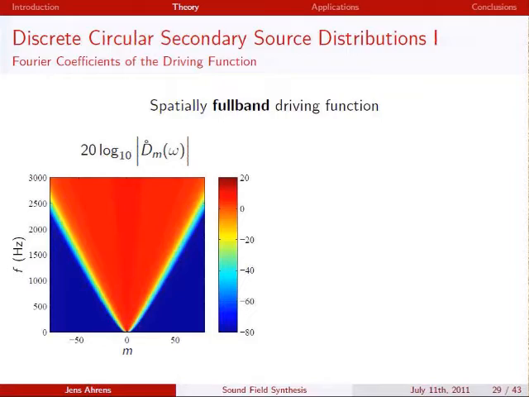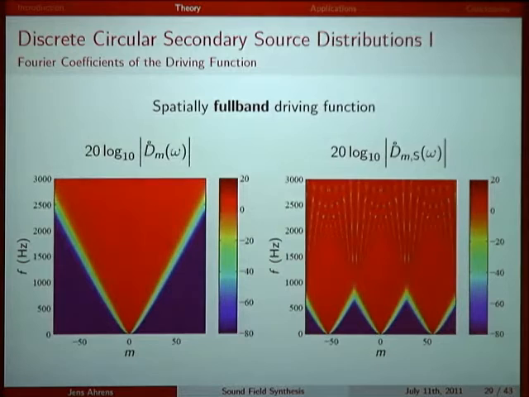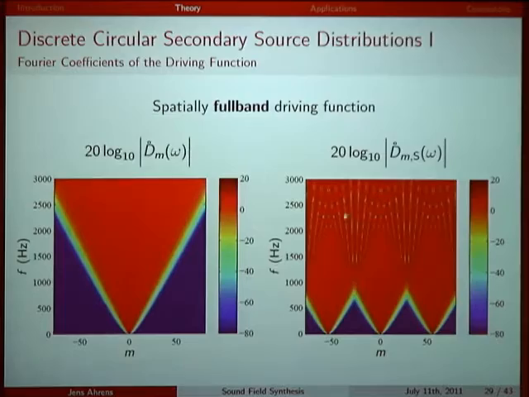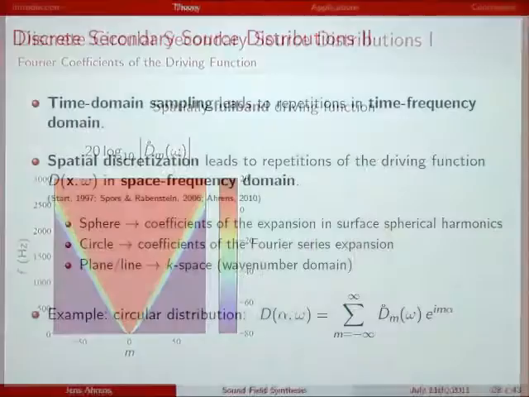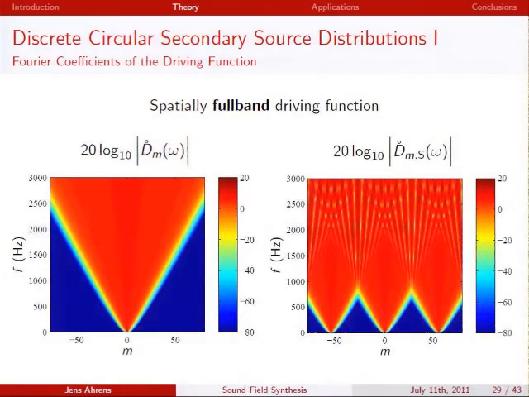So if you sample this continuous driving function, you get these repetitions. And since for unbounded frequency the spatial bandwidth of this driving function is not limited, the higher you go, the further you go to the sides, and the repetitions can overlap and interfere and cause what is termed spatial aliasing. And this is what we propose to term a spatially full band driving function, because, I go back once more, you don't need to go from a very high number to a very high number. You can consciously reduce the spatial bandwidth of the driving function just by choosing narrower summation limits.